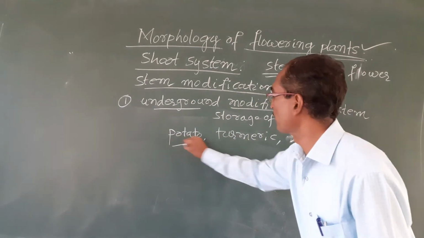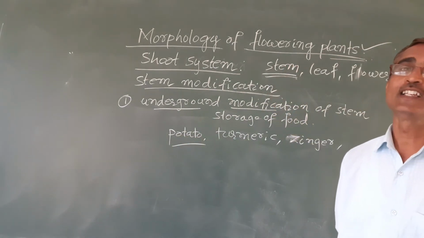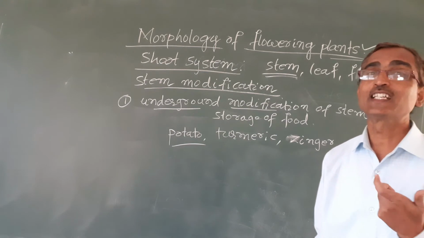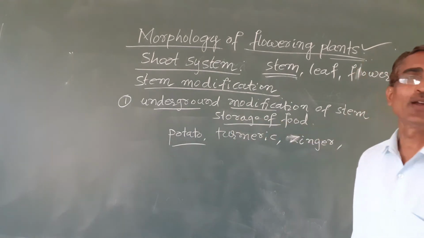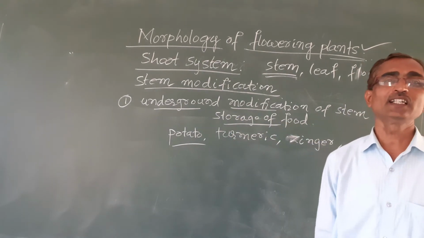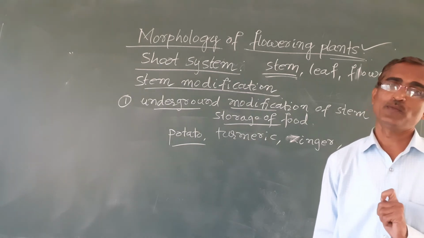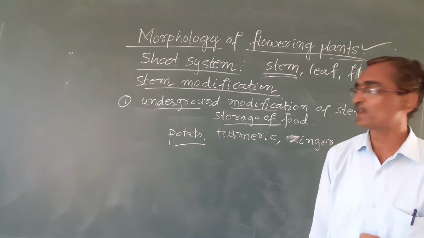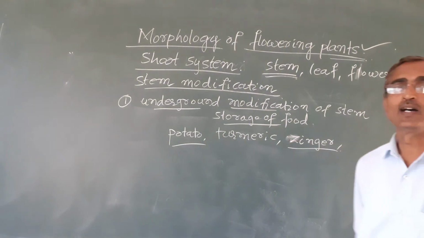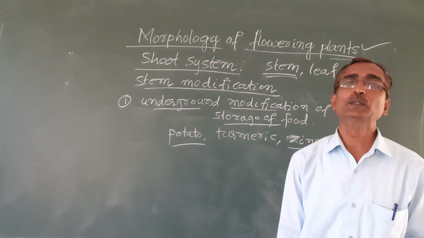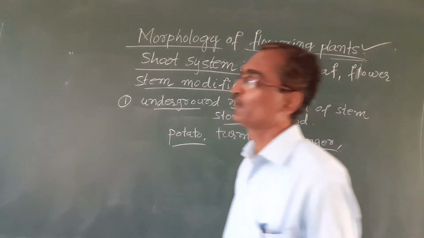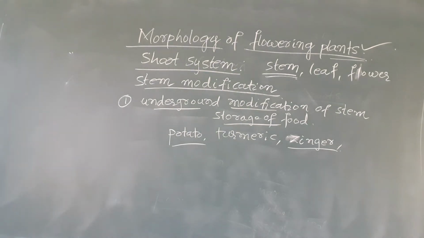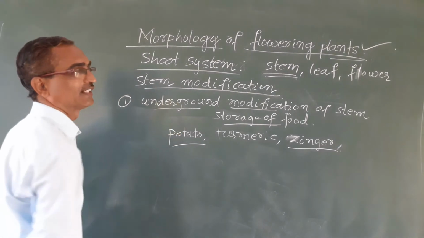You see here, the potato that we consume daily is a stem. In fact, it is a stem and it is modified for the purpose of storage of food. Likewise, turmeric is also an underground modification of stem for the purpose of storage of food. And even ginger is an underground stem which is modified for the purpose of storage of food. That is underground modification of stem.